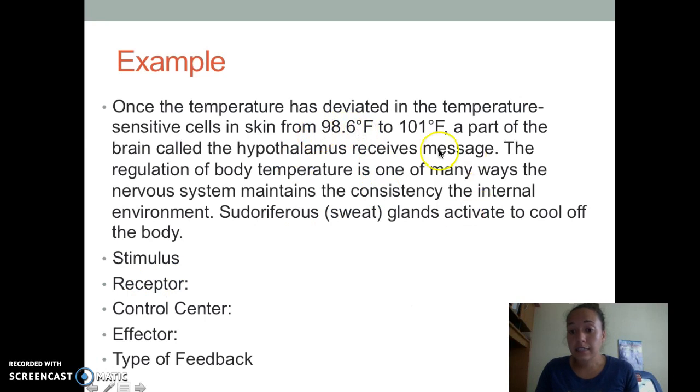So here's an example. You're going to read this example here. You're going to identify the stimulus, receptor, control center, effector, and the type of feedback.